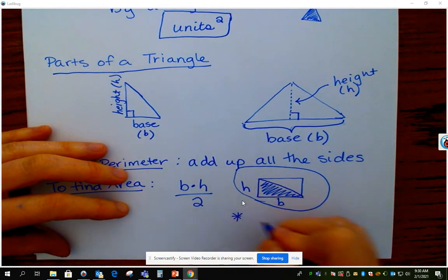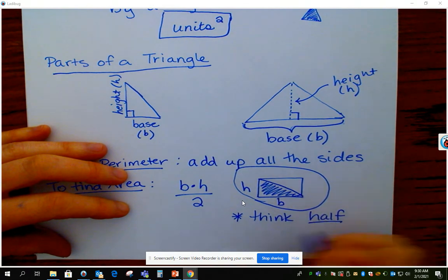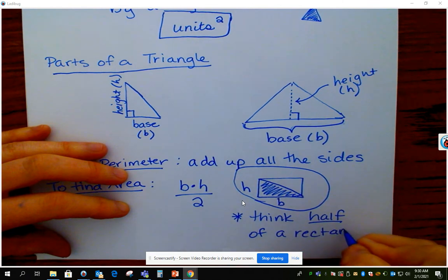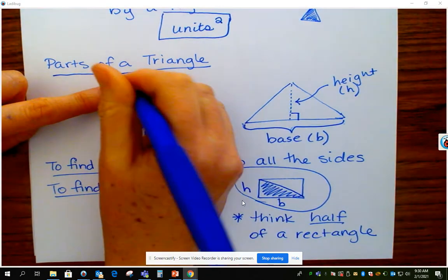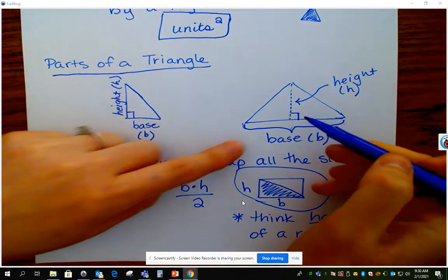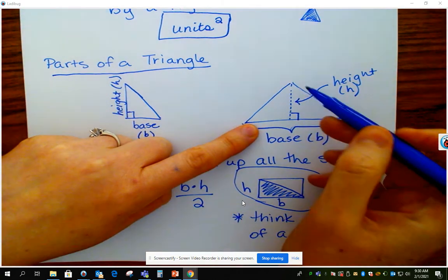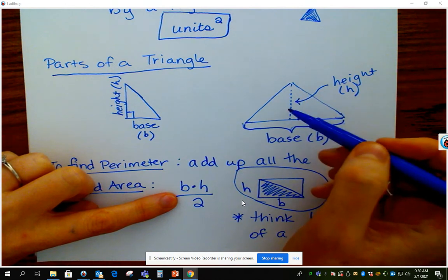So you might want to make yourself a note. Just think, if you're having trouble with that formula, think half of a rectangle. Obviously, this works beautifully here when we could think of expanding this out into a square. These are harder to visualize, so we would need to use our special formula, but it's the same idea.